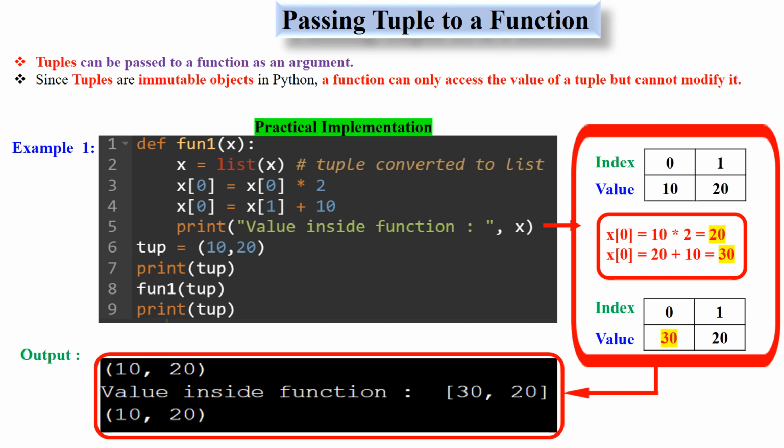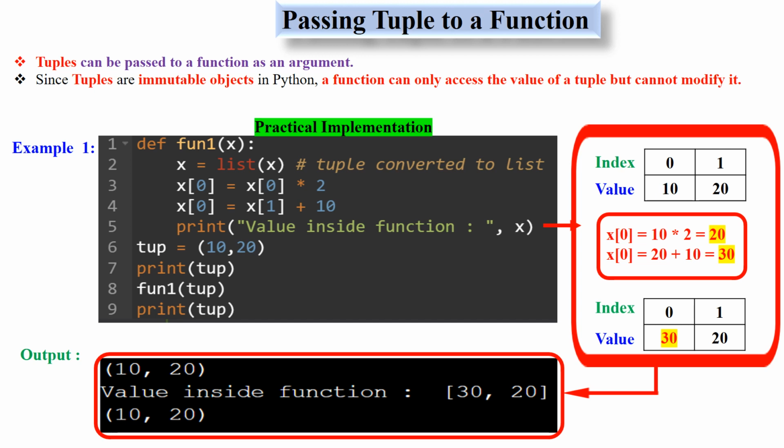In line 1, in the given code, there is a function called fun1 that takes a single argument x. In line 2, x equals list of x. The x tuple is converted to a list. This is done to allow modification of its elements since tuples are immutable in Python. Now, look at line 3. In line 3, x[0] equals x[0] times 2.